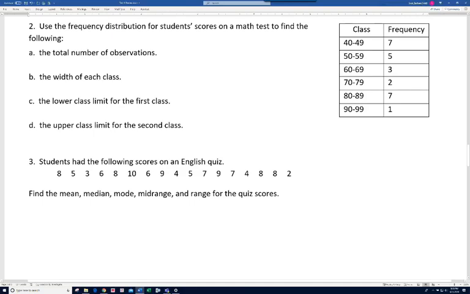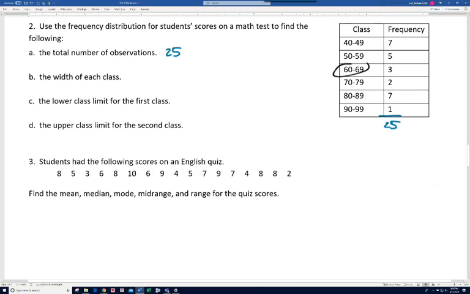So for 40 to 49, there were 7 pieces of data, for example. So in A, it says the total number of observations. Well, to find the total number of observations, we'd have to add the frequencies, and so that would be 25. So basically, 25 scores were recorded in this data.